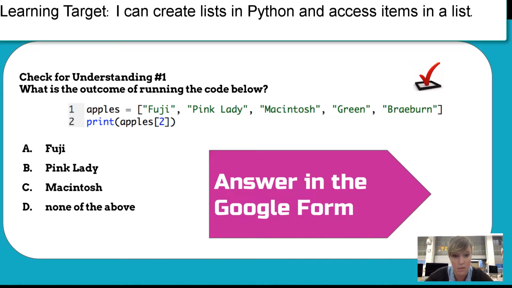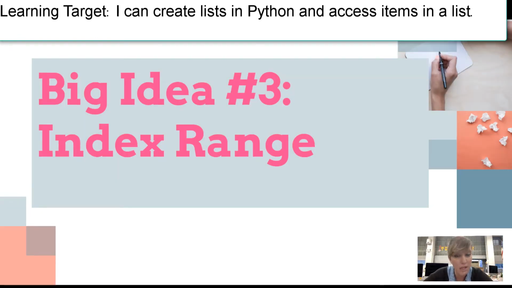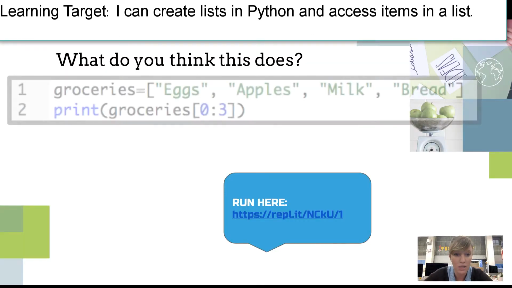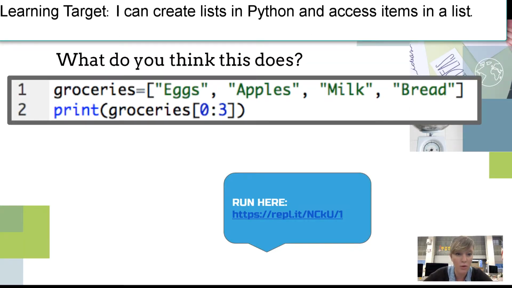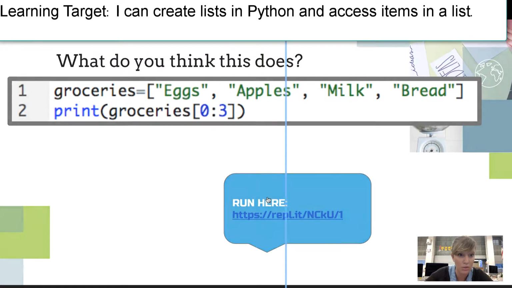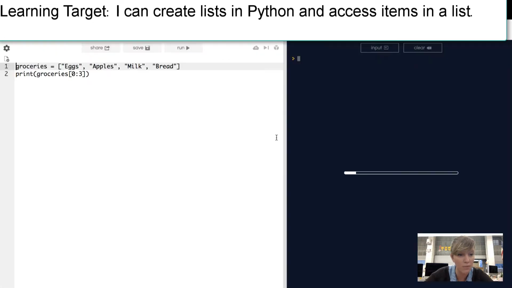The third big idea is to not just get a single thing printed out, but actually to get a range of items within a list printed out, and so that's called index range. So let's look at this. If we have groceries, the same list that we had before, we don't just print out one index value, we separate it by a colon, and we say 3. So I'm going to show you what this looks like here.